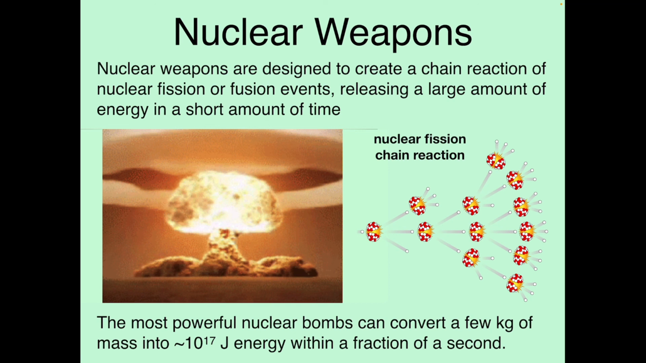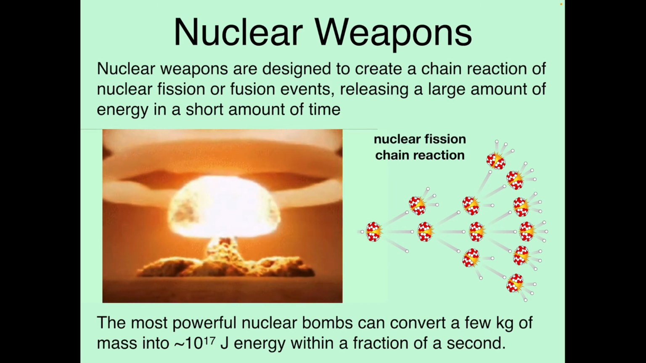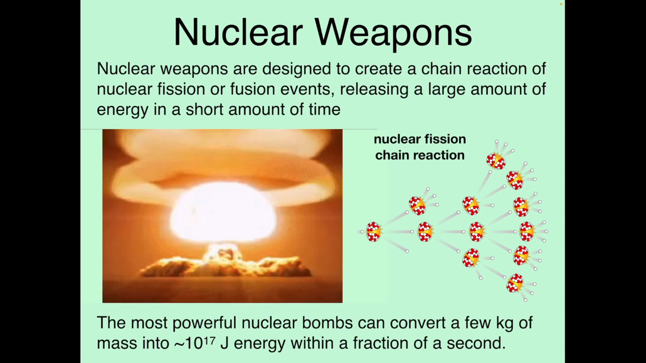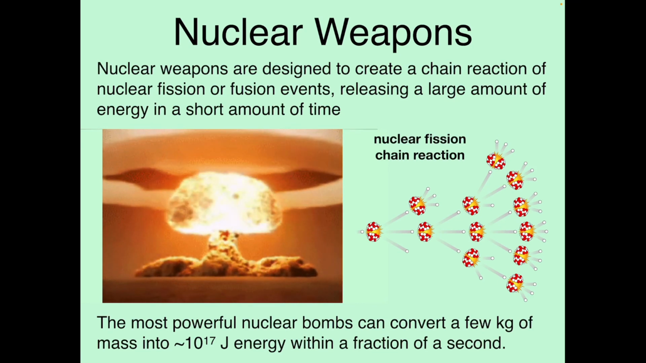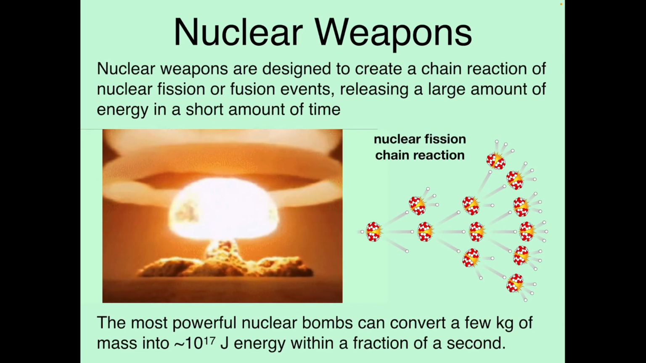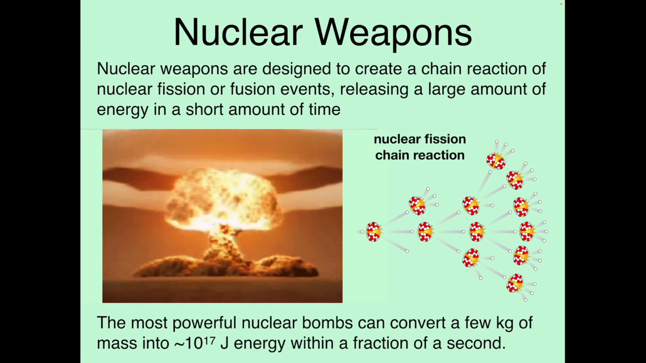This gets out of control very quickly, and a lot of energy gets released in a very short amount of time. So to give you a sense, the most powerful nuclear bombs that exist convert just a couple kilograms of mass into about 10 to the 17 joules worth of energy, all within a fraction of a second. And what we see is something like this, the characteristic mushroom cloud created by this nuclear blast. So that's how these work, okay?